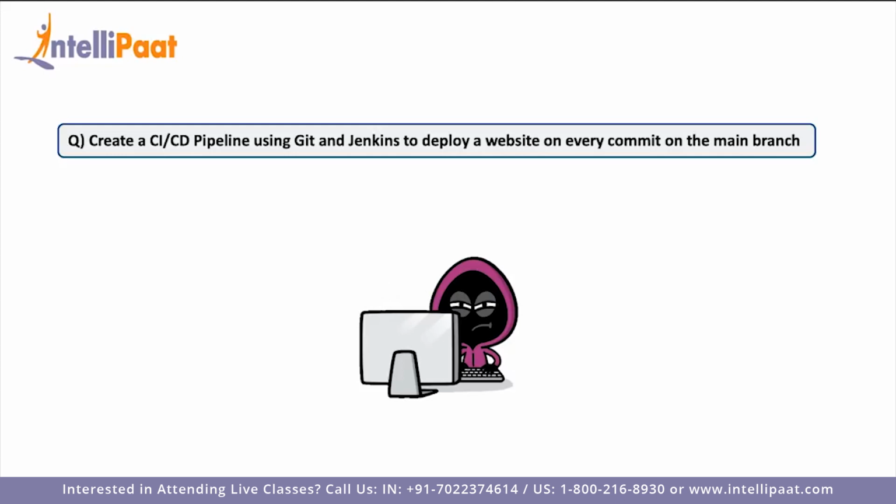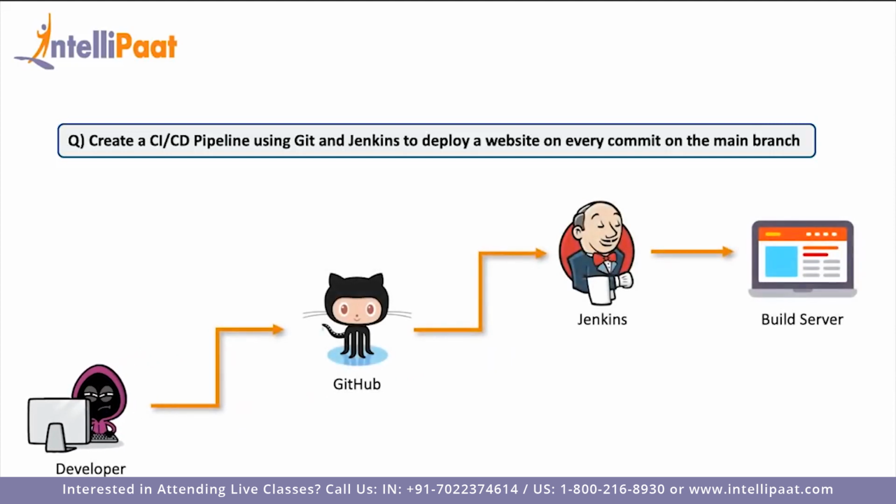All right. But before going ahead, let's see what the architecture for this kind of thing is. So this is how the whole thing is going to work. Basically, the developer is going to commit the code to his GitHub. Once GitHub sees a change in the branch that we mentioned, it is going to trigger Jenkins, which in turn will take the website from the GitHub repository and push it onto the build server on which we want the website to be deployed. All right, sounds awesome. Great. Now let's go ahead and do this demo.